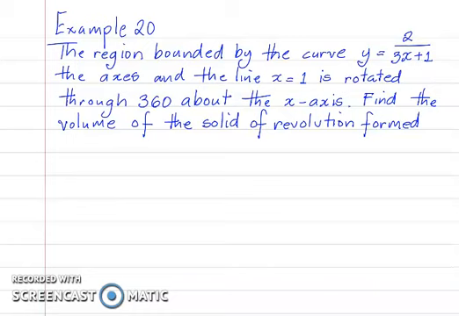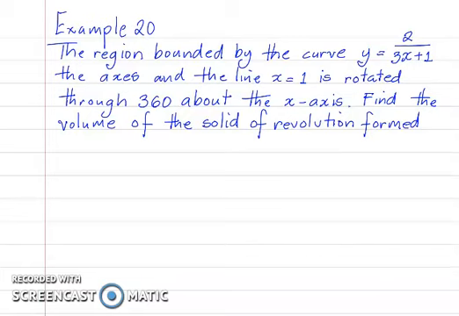Example 20. The region bounded by the curve y is equal to 2 over 3x plus 1, the axes, and the line x is equal to 1 is rotated through 360 degrees about the x-axis. Find the volume of the solid of revolution formed.